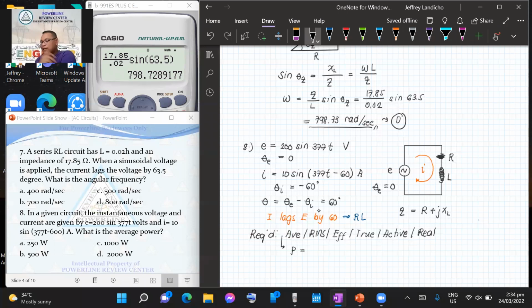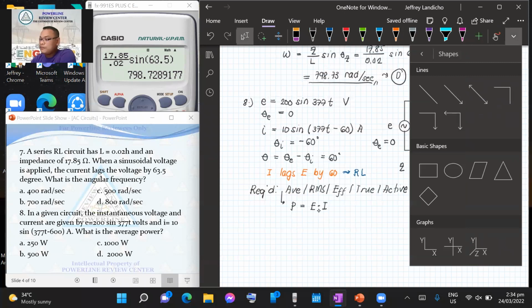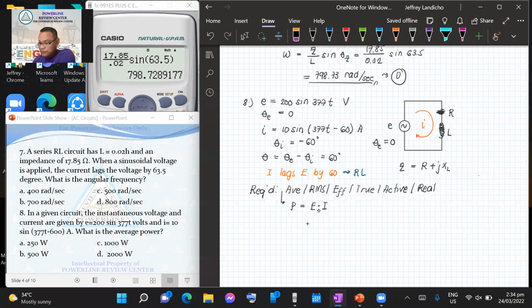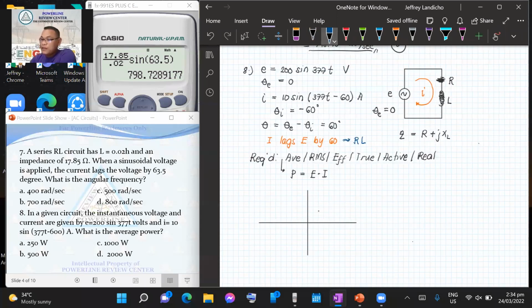So kaya nga tinawag natin siyang real. So kanina sa DC, alam natin power is voltage multiplied kanino? Current. Yun nga lang, sa DC, yung current natin is purely magnitude. Eh ngayon, meron na tayong component. So kung ipa-plot natin yung ating current, kapatid, so voltage is at 0.